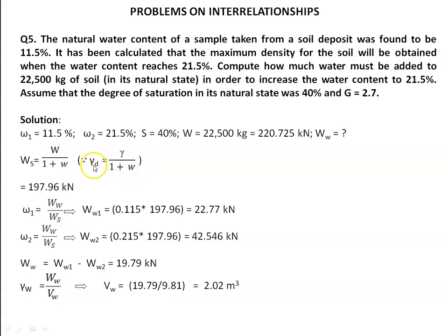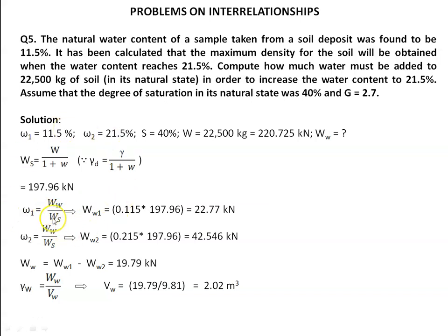Then we know that dry unit weight equals bulk unit weight divided by 1 plus water content. Similarly, weight of solids, because dry unit weight equals weight of solids by total volume, whereas bulk unit weight equals total weight by total volume. So volume will get cancelled because it is the same. Then you will get an equation, weight of solids equals total weight divided by 1 plus water content. So here total weight is given, water content is given as 11.5%, so that we can estimate the weight of solids, which is 197.96 kilonewtons.